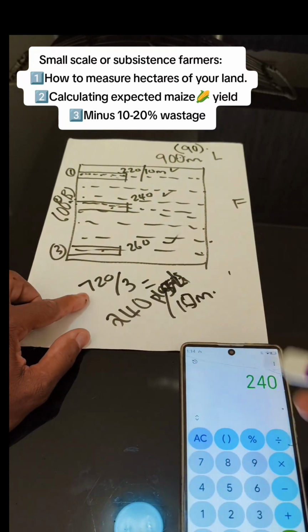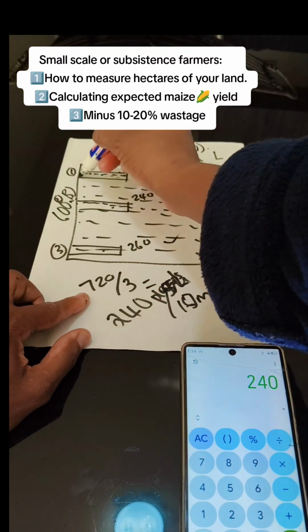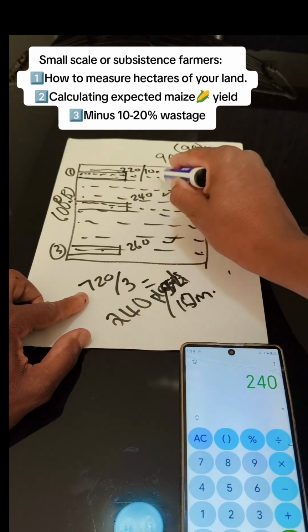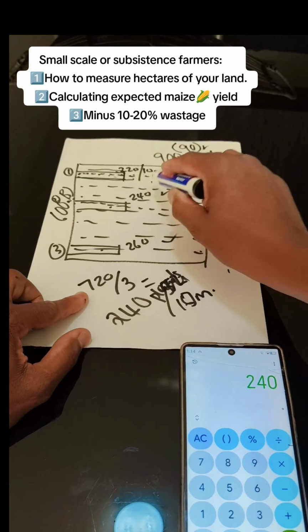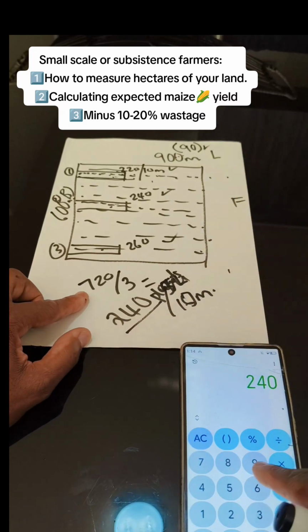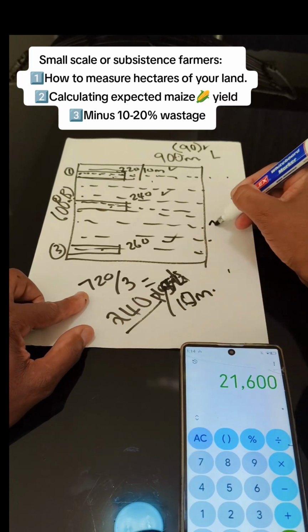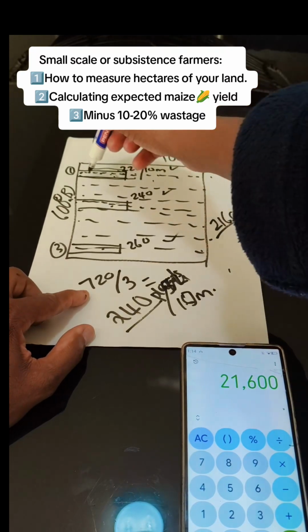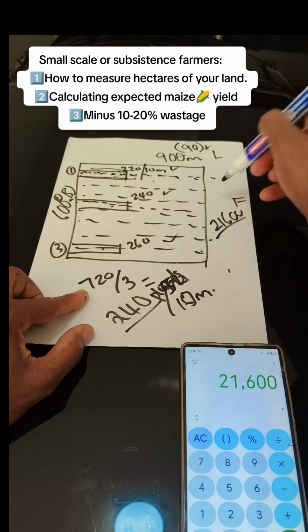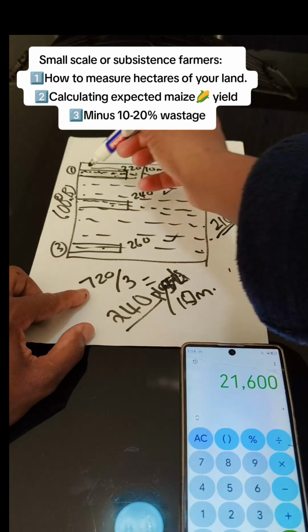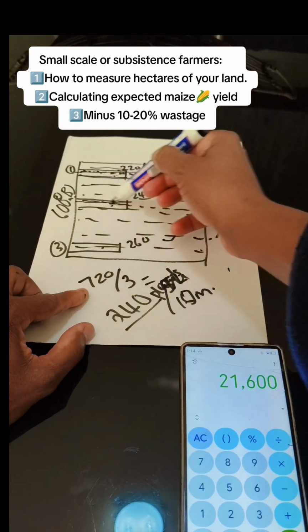So the 240 plants that I've got in this 10 meters, multiply by 90, because there are 90 of them. 240 multiplied by 90 gives you 21,600. What does this mean? This 21,600 means all the plants in a row. One row has got 21,600 plants. So we already know that every row has 21,600.